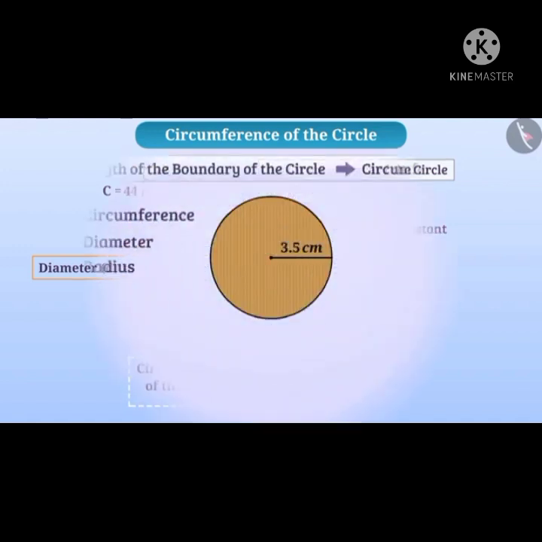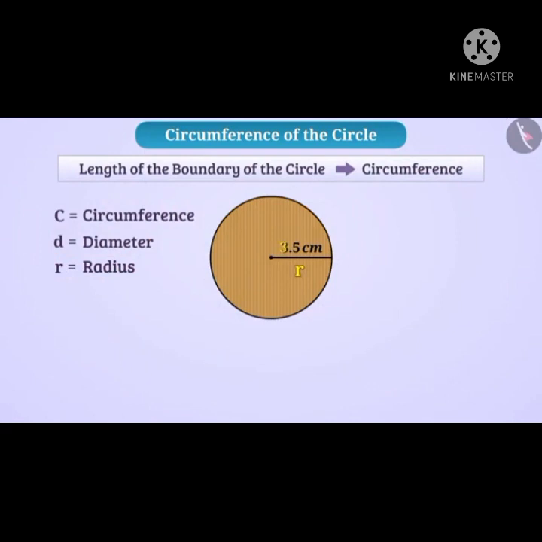Like here, the radius of the circle is 3.5 cm, so the circumference of the circle will be C is equal to 2 multiplied by 22/7 multiplied by 3.5 cm, is equal to 22 cm.